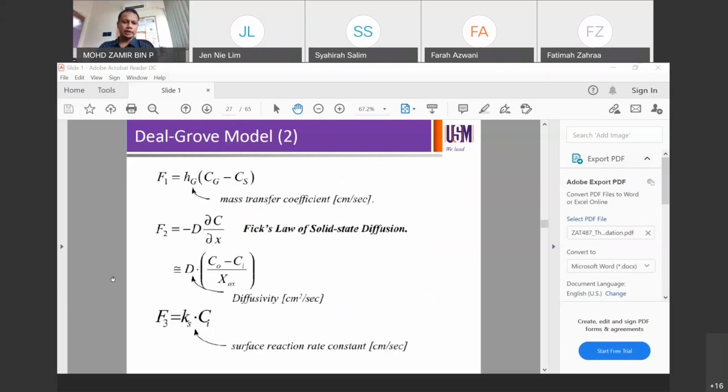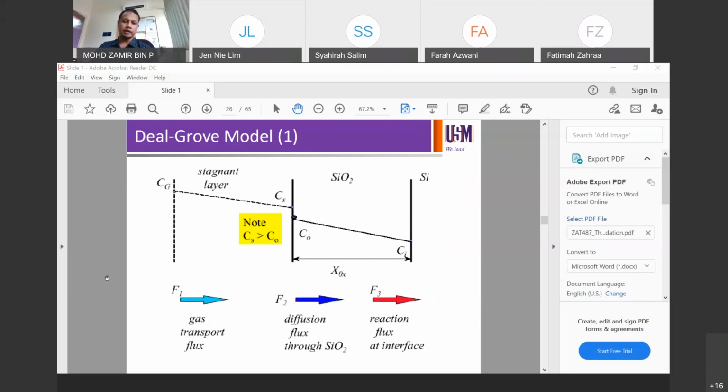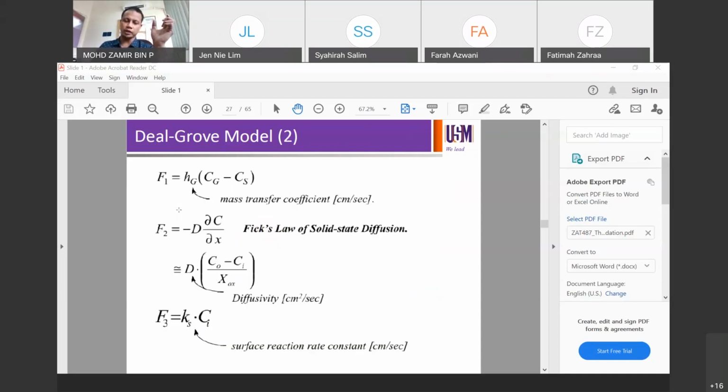So mathematically, they can be represented as this. F1 is equal to Hg, where Hg is the mass transfer coefficient, centimeter per second, times Cg minus Cs. So you go back to the schematic there, Cg minus Cs. But kita start dengan gas punya phase. So the moment the gas phase hits the surface of the oxide, it's called Cs. So Cg minus Cs times Hg will be giving us F1 or flux 1.